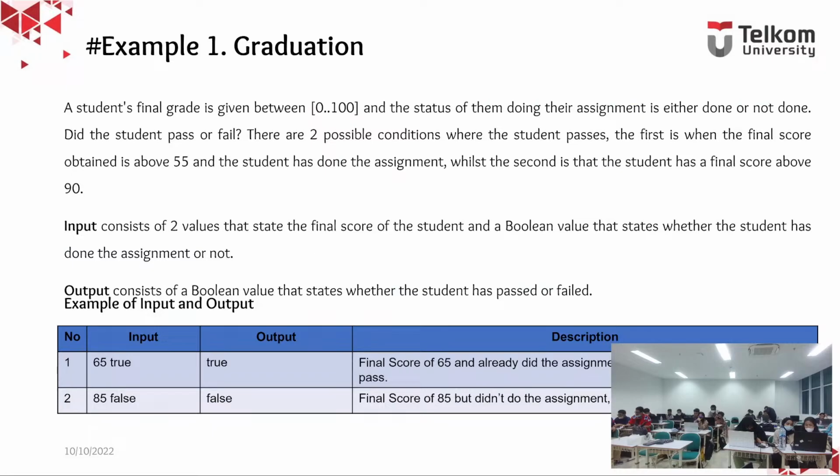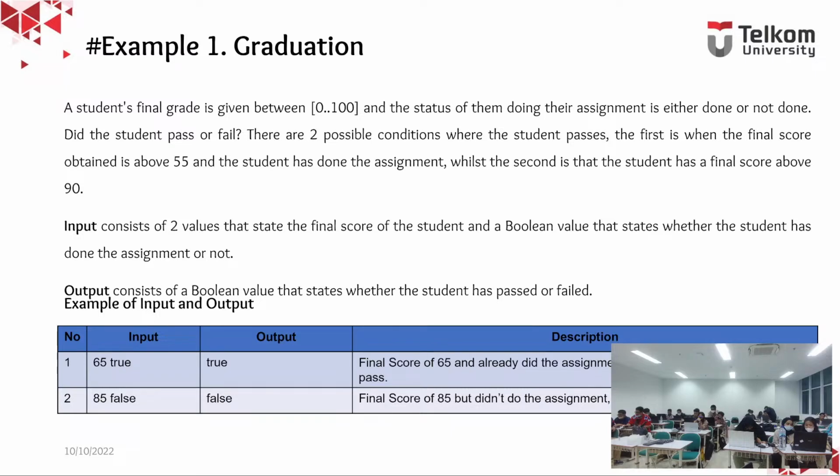Okay, so this is the first example. We read the description. The final grade is in the range between 0 to 100, and then they have assignment status, either done or not done. To determine whether the student passes or fails a subject, there are two possible conditions where the student passes. The first is when the final score obtained is above 55 and the student has done the assignment, whilst the second is that the student has a final score above 90.